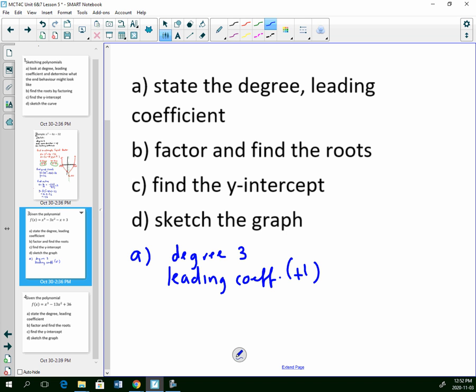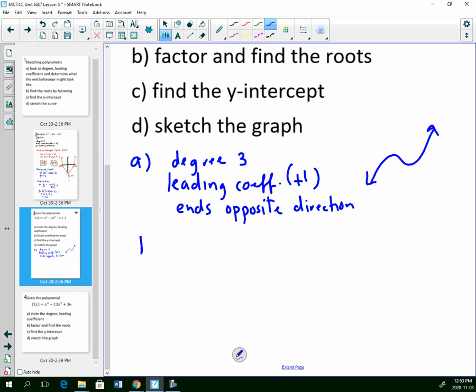Okay, so we know that it's degree 3, so we know the ends are going to go in opposite directions. We know that it has a positive leading coefficient, so we know it's probably going to look something like this. It's going to go uphill. It's going to start at the bottom and end at the top. So now we want to factor.